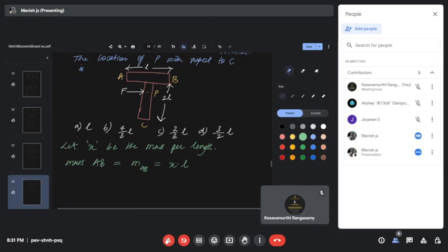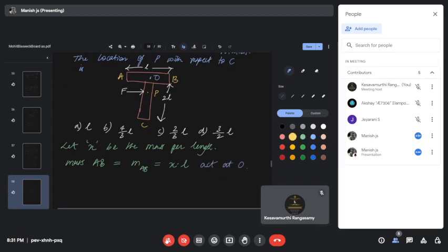Okay. It is acting. At which point it is going to act? It is going to act exactly at the center of mass of the rod of length L. So exactly at L by 2. So somewhere here it is going to act. Okay. So let us say that point as O. Okay. So it will act at O.